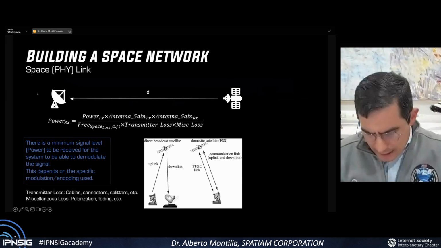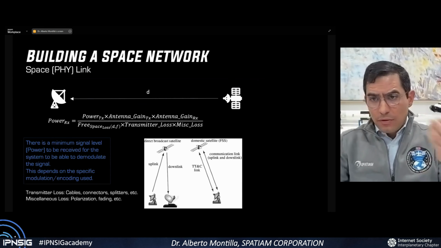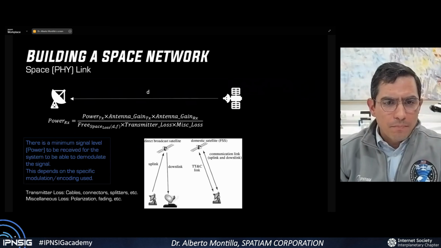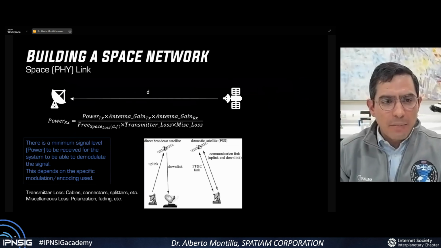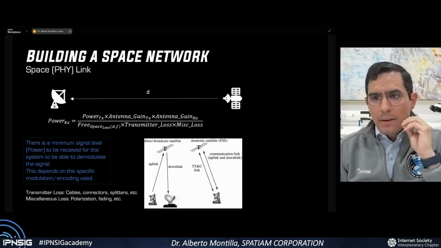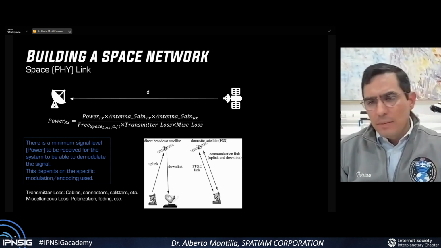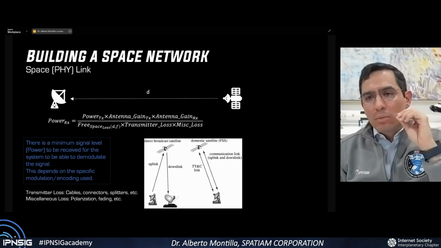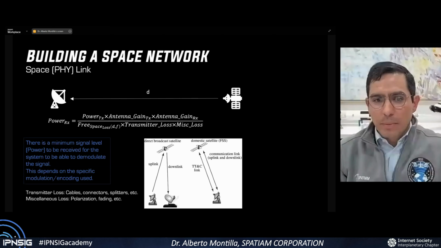So let me start with, again, in the how to build networks 101, we start with the physical layer. Physical layer means the radio link or the optical link. In this case, let's talk about radio. But the formulas are pretty much the same for any type of wave. The way this works is pretty straightforward. Depending on the type of signal, that means depending on the type of encoding and modulation we're using, there is a minimum level of signal that has to be received by the receiver so that it is able to demodulate and extract information from it.